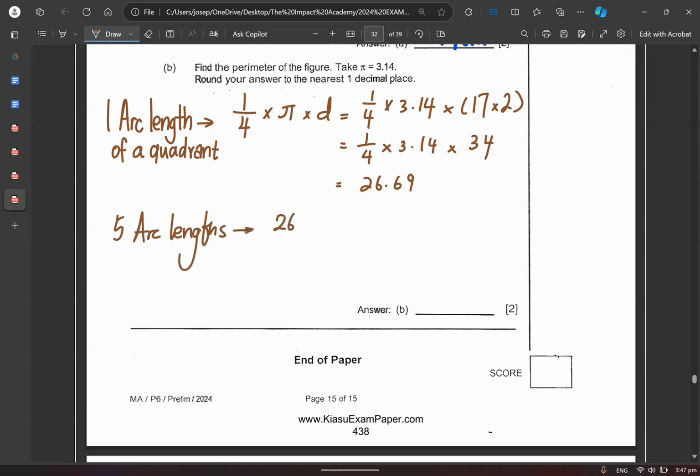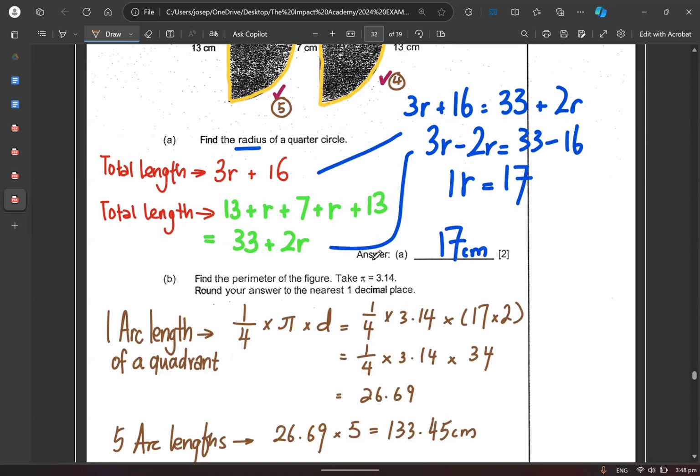I'll simply just have to do 26.69 times 5. Okay, when I do 26.69 times 5, we get to an answer of 133.456 cm. Am I making sense? Now, you get all 5 already.